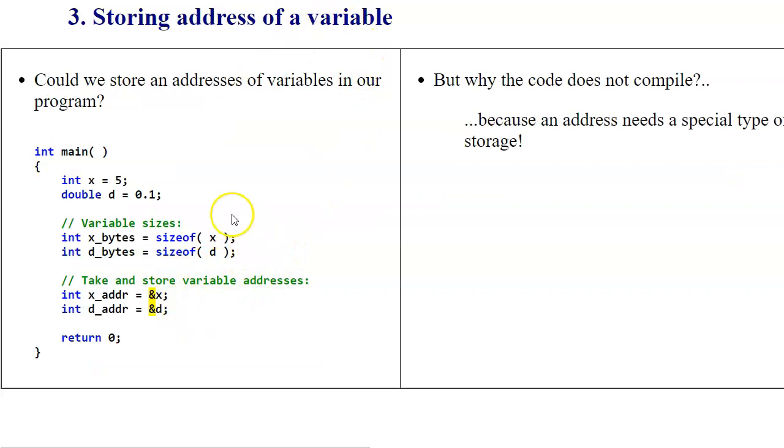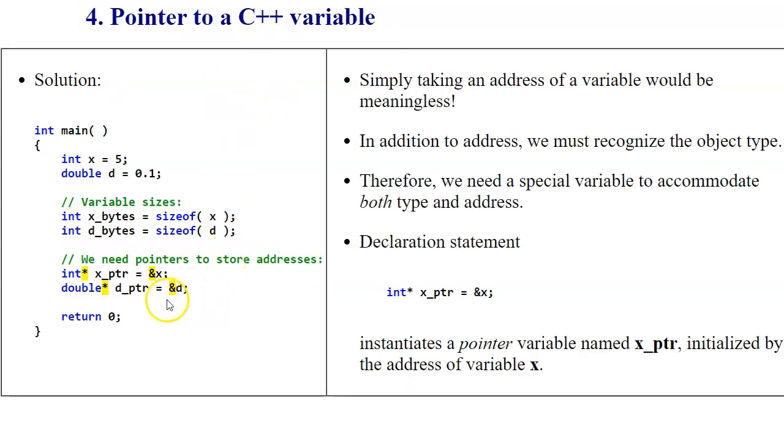So we discussed storing obtained addresses in a special type of variable, which is a pointer variable, and this is what we have already shown in our sample.